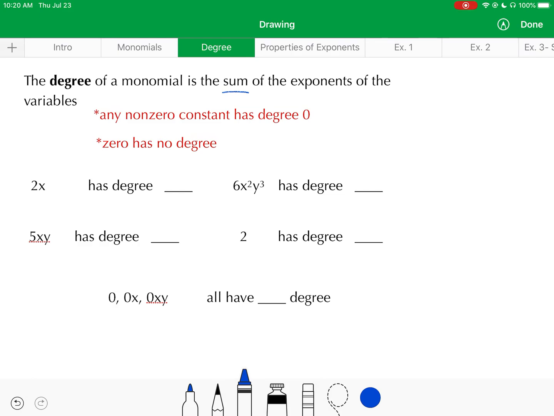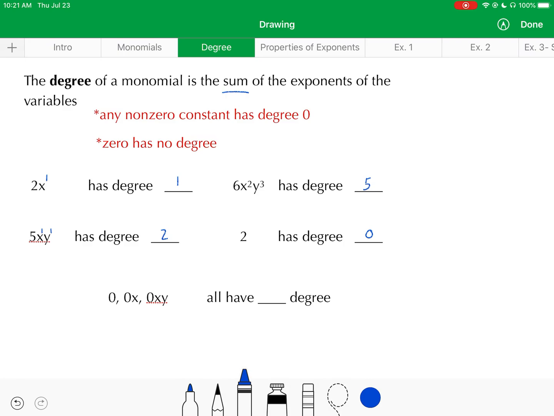So the monomial of 2x, I would say that has a degree of 1. That's because the power on the variable x is 1. 6x squared y cubed, that has a degree of 5 if you add the powers of 2 and 3 together. 5xy has a degree of 2 because the powers on both variables are 1. Adding them up will give you 2. 2, that's a non-zero constant, so it has a degree of 0.